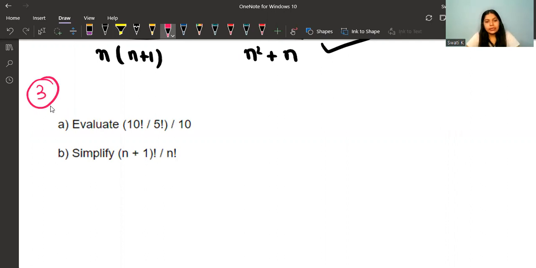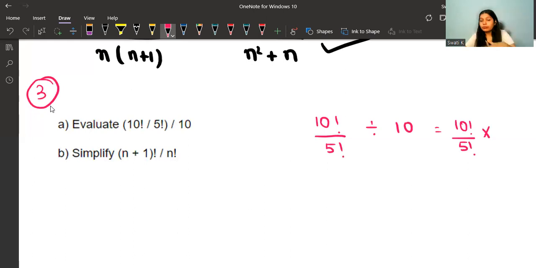First is evaluate 10 factorial divided by 5 factorial, and then divided by 10. The very first thing that I'm going to do is 10 factorial divided by 5 factorial, and then divided by this whole thing divided by 10. That means this only. This is what it is saying. Now I will write down 10 factorial as it is upon 5 factorial. And we know that this division we can change to multiplication, and there is a rule that we have to reciprocate the next number. So it will become 1 upon 10. It's as simple as that.